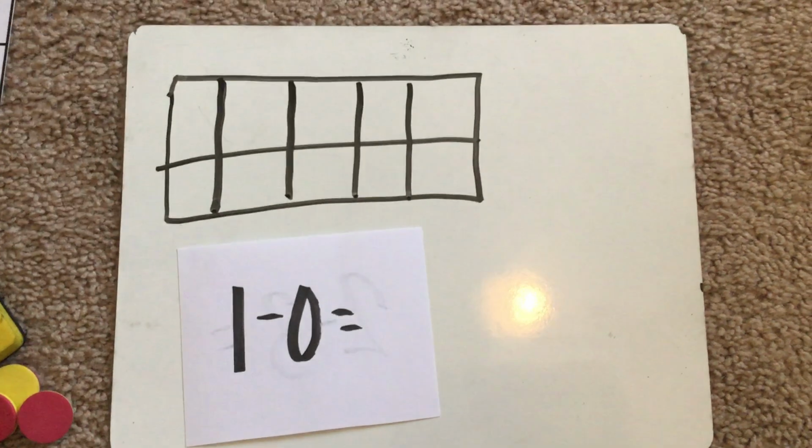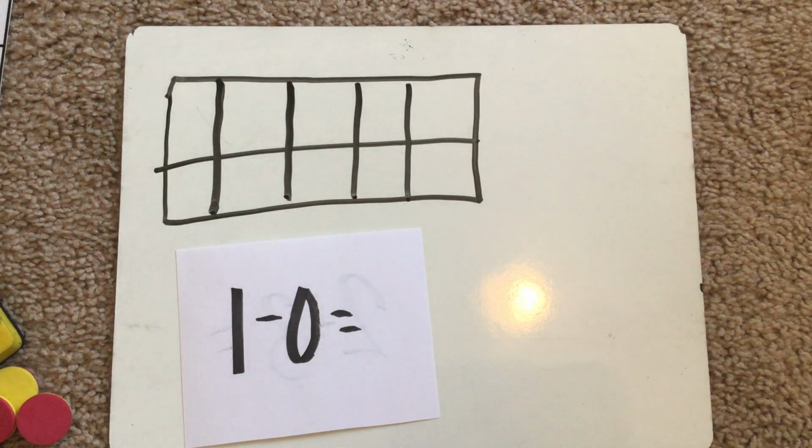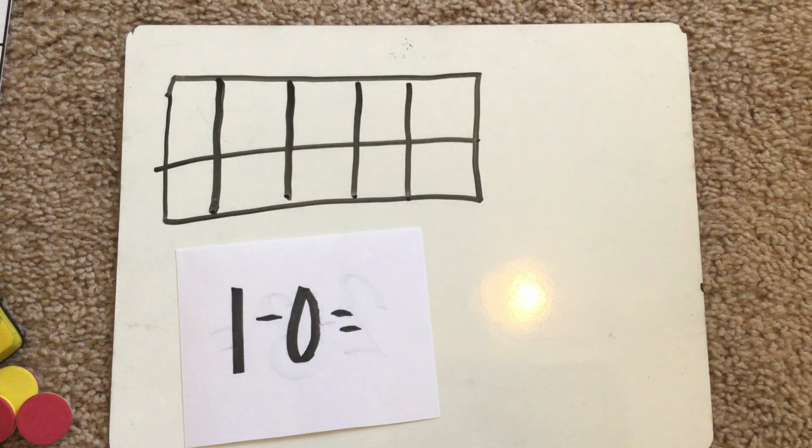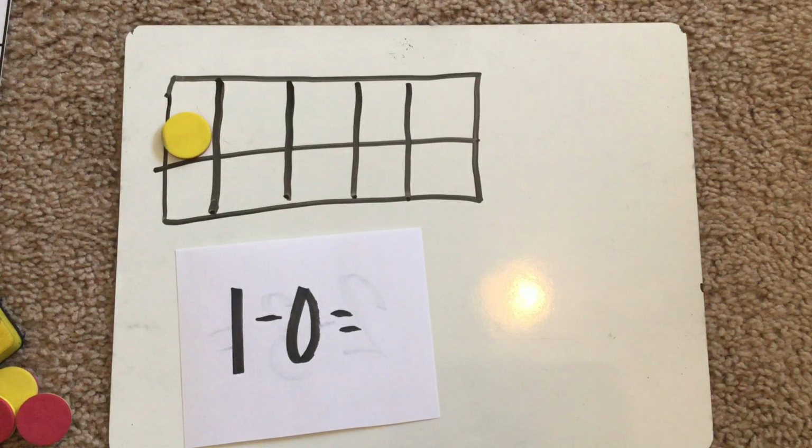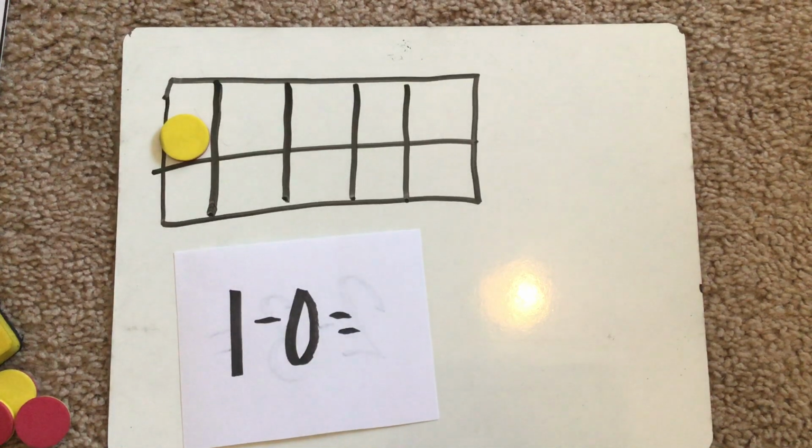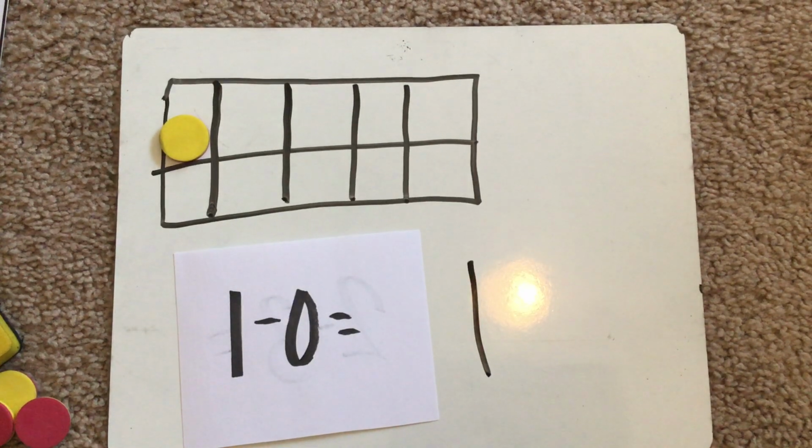So for this subtraction problem, it says 1 minus 0 equals. That means that I have 1 and I take away 0. So here is one circle inside of my 10 frame. How many of those circles am I going to take away? 0. None of them. So do I do anything to that 10 frame or do I leave it as it is? I'm going to leave it just like that. So how many are left? 1. There's still 1 in the 10 frame. 1 minus 0 equals 1. Great, let's do a couple more.